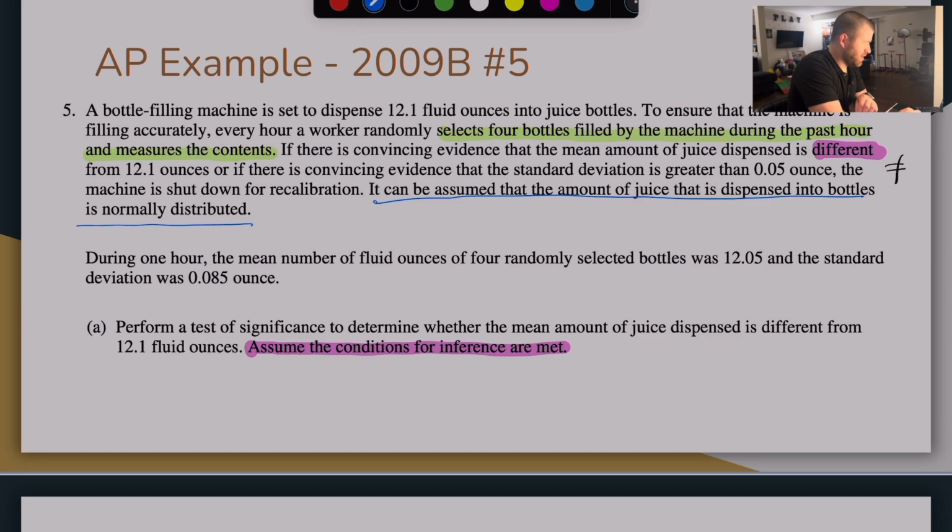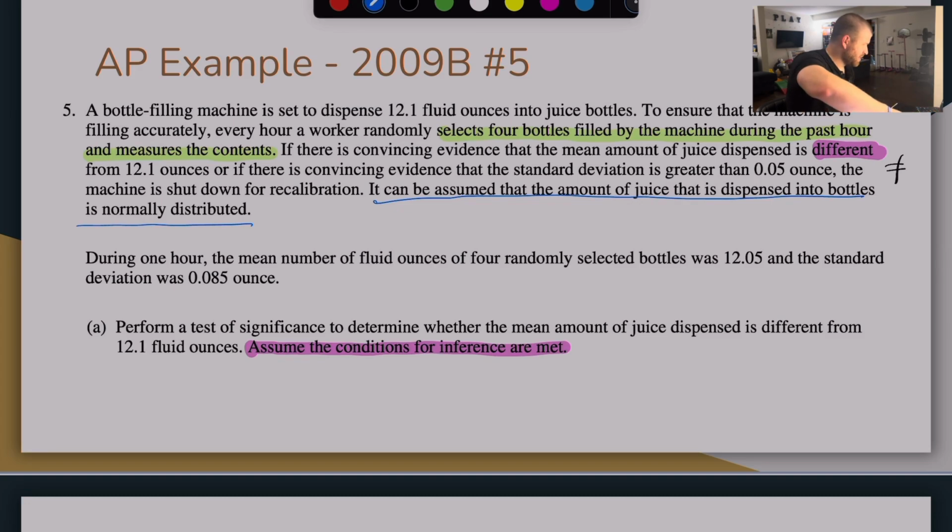Let me find a different calculator because this one is not working. Let's see here. Okay, hopefully this one works. Oh, this will. My sample average, my sample size, and my sample standard deviation, and then I calculate it.